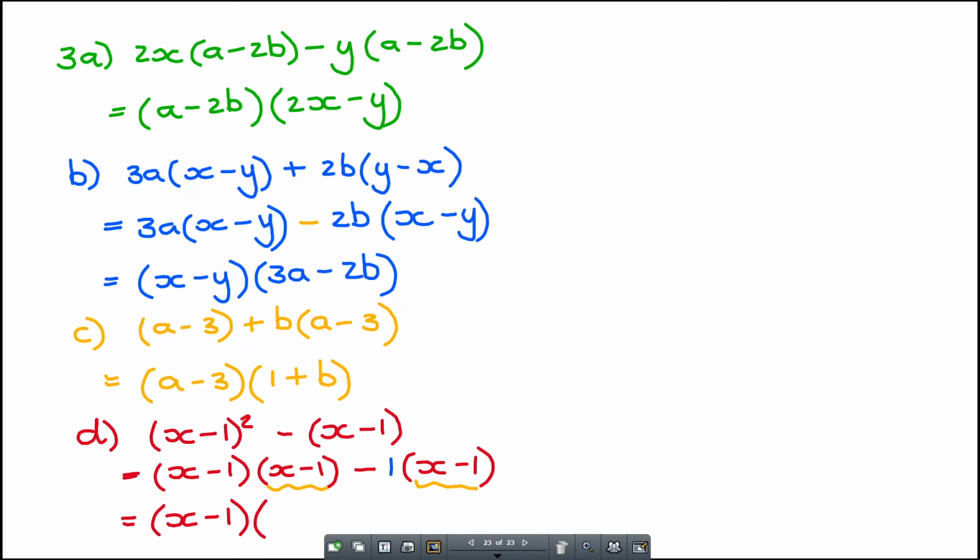Now, if I take that out in the first term, what would be left? X minus 1. And in the second term, what would be left? Minus 1. Okay, so I would like it if you could simplify that and just say x minus 1, x minus 2. You guys good? Any questions?